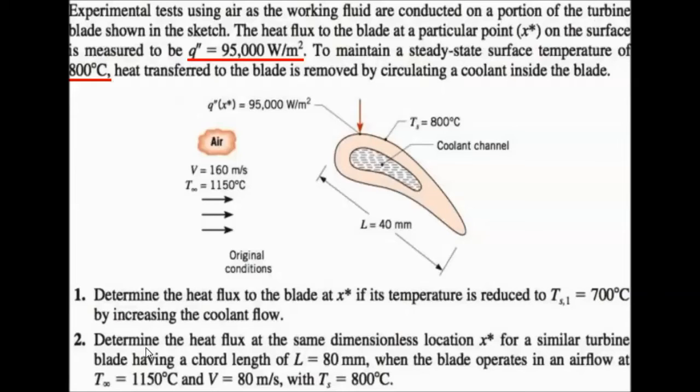Part two, they want us to determine the heat flux at the same dimensionless location, this x star again, for a similar turbine having a blade with a chord length of L equal to 80 millimeters. So instead of L equals 40 millimeters, they want us to change that to L equal to 80 millimeters. The blade operates in airflow at the same T infinity of 1,150 degrees Celsius, velocity is 80 meters per second, and our surface temperature is the same, 800 degrees Celsius. So two different things they need us to solve for.